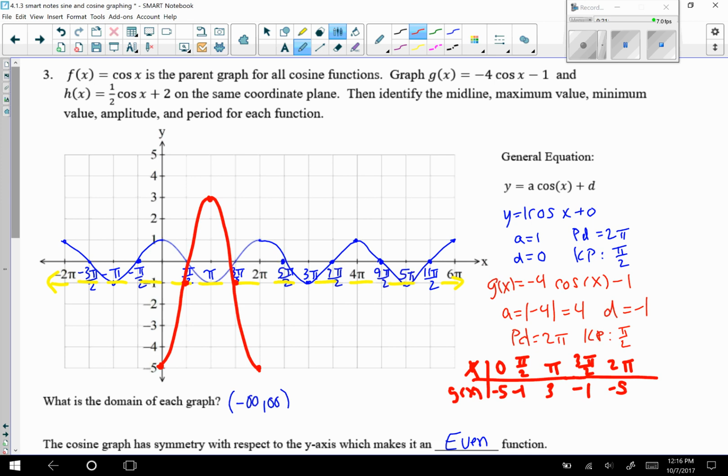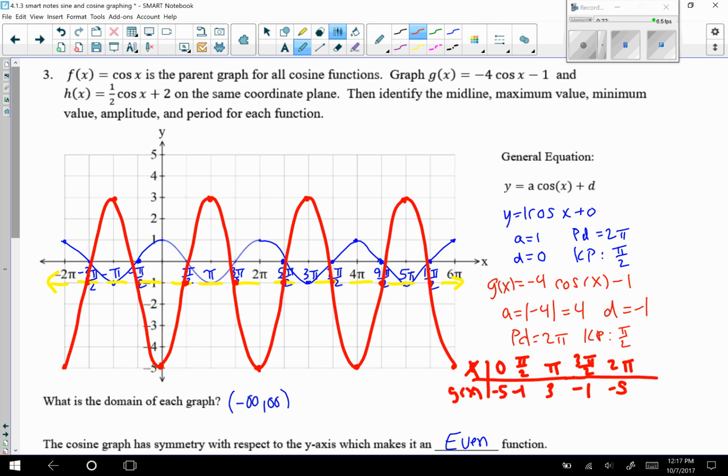So then for the next part, I would just keep repeating those values. So we start at -5, then -1, 3, -1, and -5. So that's the second wave. And it would still repeat, and the next wave. And of course we can go backwards on our table. This would be the negative cycle. So now I have my new graph, and I can see the maximum is at 3, the minimum is at -5.